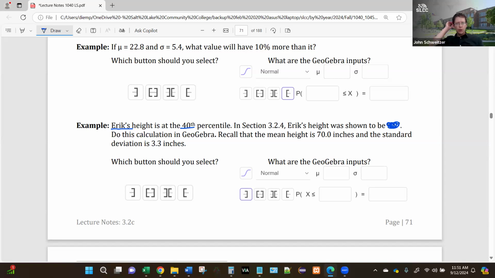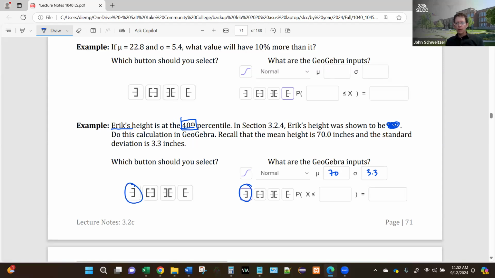So how do we do that? Well, it's quite easy with GeoGebra. If you're using the table, you can still do it, but it's a little more work. So as I've said before, we can put away the table and just use GeoGebra. So how does it work in GeoGebra? It's very easy. Okay, so we put in the mean and the standard deviation. So it's the same population, 70 inches for the height, 3.3 for the standard deviation. And then if it's the 40th percentile, we know that 40% will be below, right? So we're going to go below.